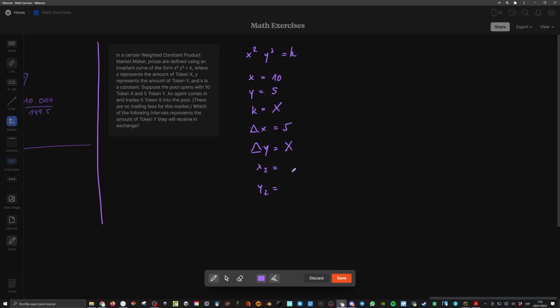And what they're asking for is the real question: which of these following intervals represents the amount of token Y they will receive in the exchange? Of token Y they will receive in exchange. Oh, so actually, this shouldn't be X. It should be a question mark. That is the thing we need to find, and the rest isn't given to us.